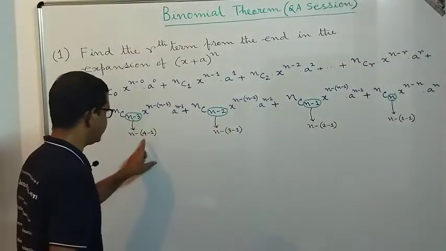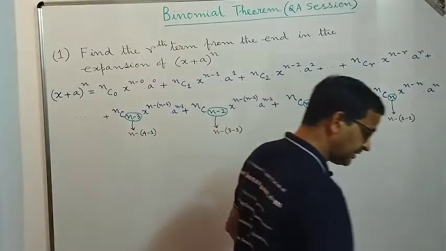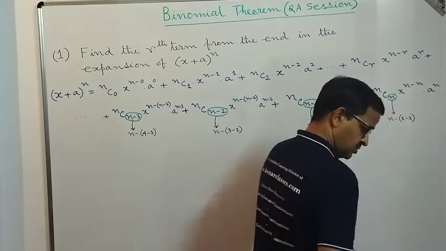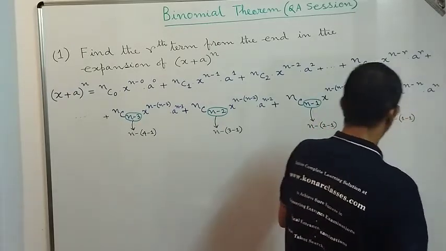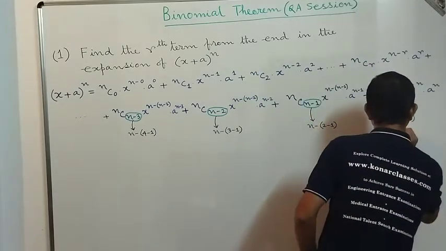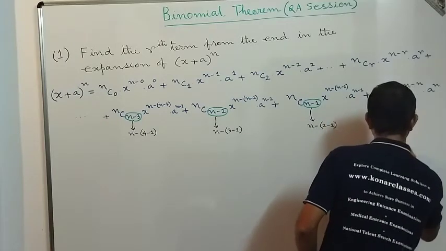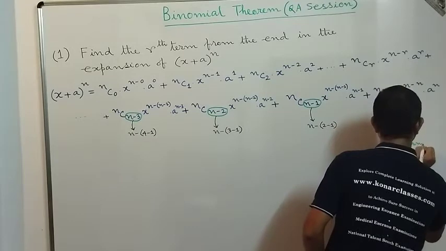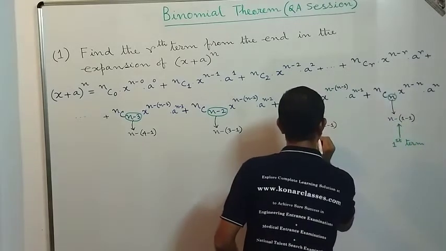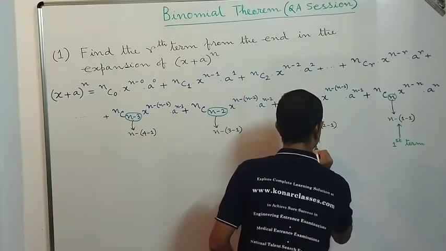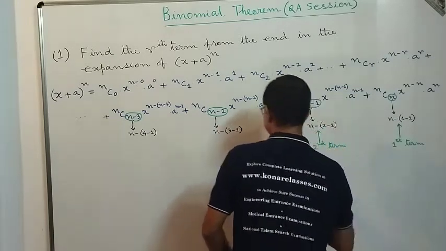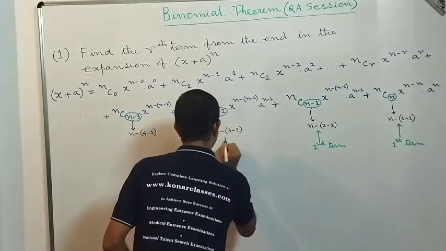So now what we see, dear students, if we proceed like this, then what are we going to get? We are going to get the rth term. So what we write here, so let me use this one. Okay, so if we see, this one is the first term from the end. This is the second term from the end. Correct? This is the third term from the end.